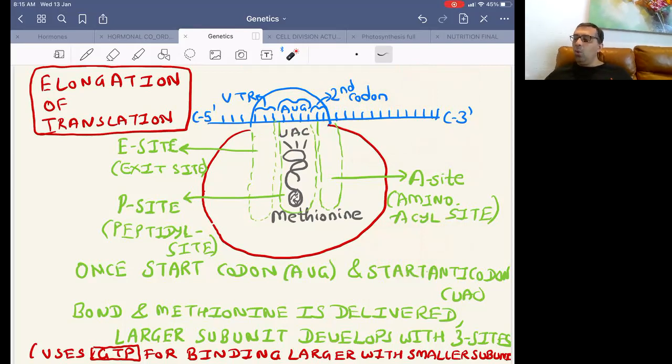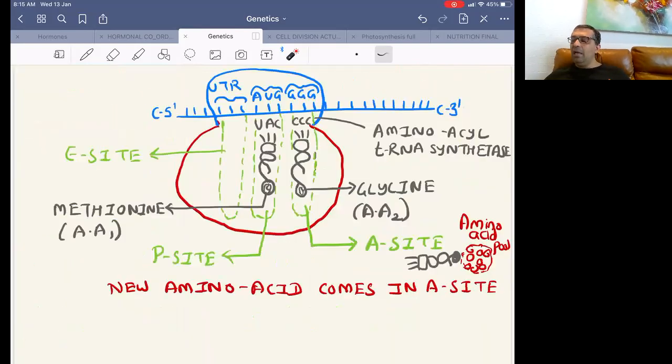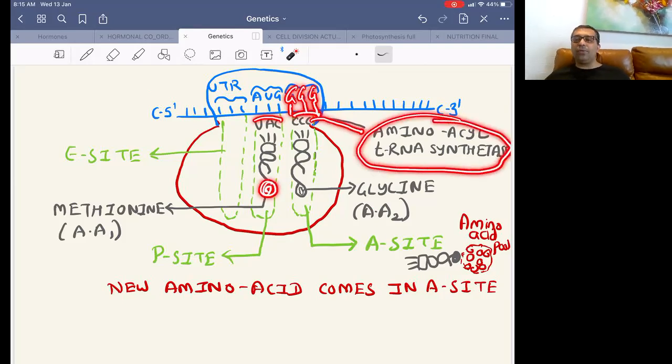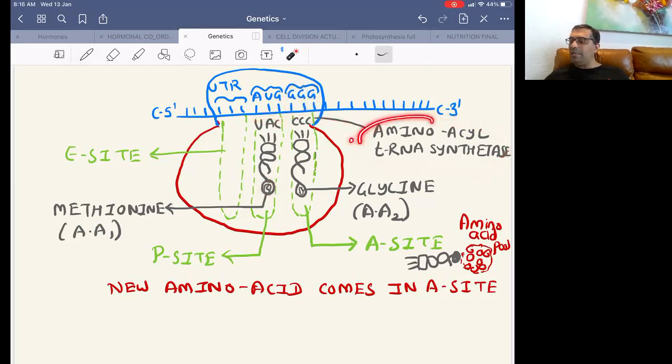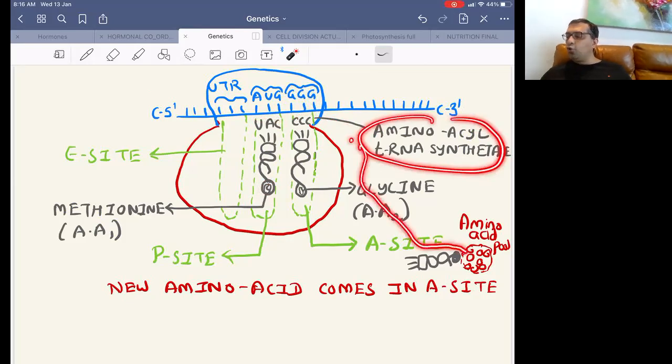And now what will happen? So you had first codon read and first amino acid transferred. Now the second codon is read. Second codon can be anything. Let us assume it is GGG. GGG is the second codon. It is read by amino acid tRNA synthetase. Message goes by amino acid tRNA synthetase into the amino acid pool.